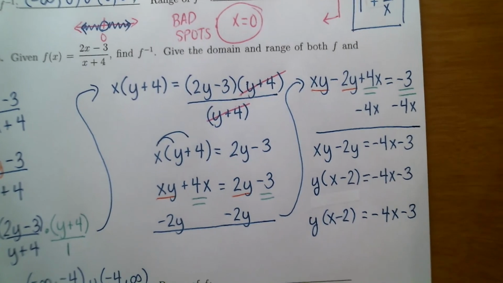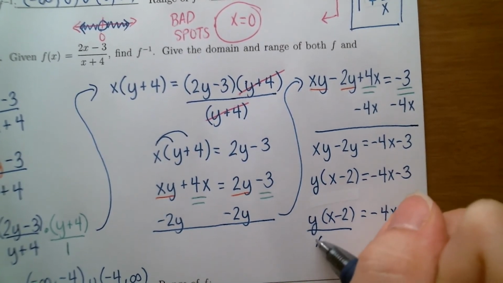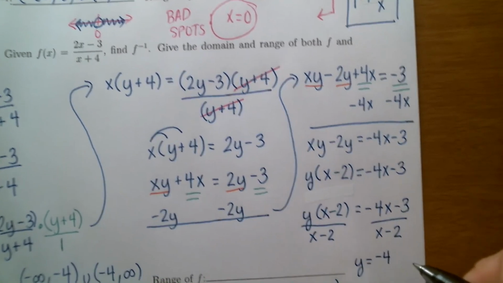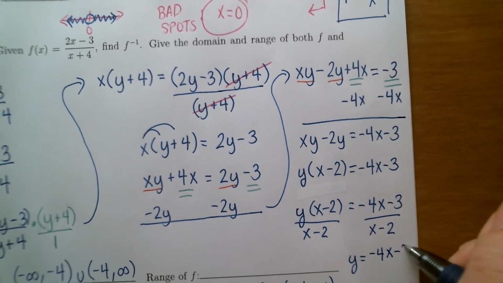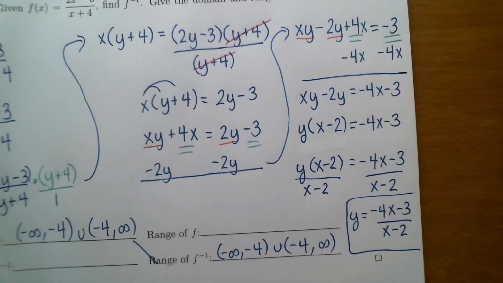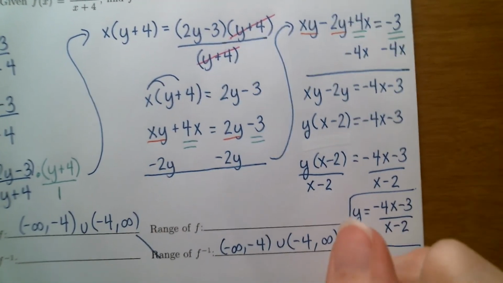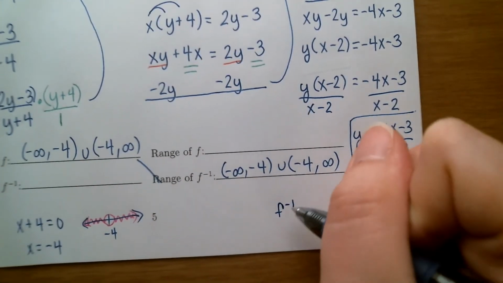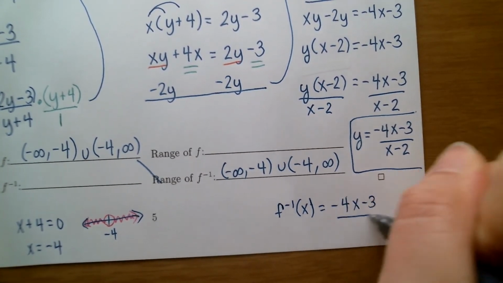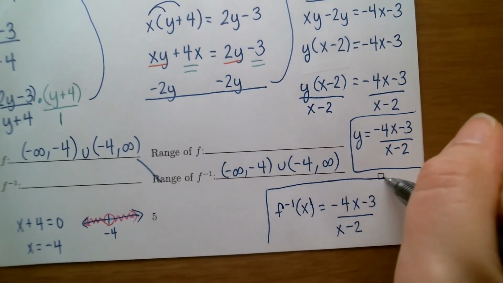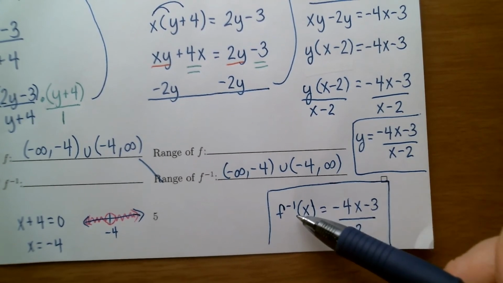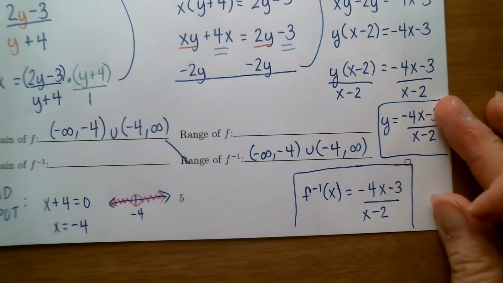To free the y, since it's multiplied by this stuff, we're going to divide by it. So here is the inverse function: negative 4x minus 3 over x minus 2. That is it. That is your inverse function. You could go ahead and write, here, I'll write it down here. F inverse of x is going to be negative 4x minus 3 over x minus 2. So that's your inverse function. All I did to go from here to here was replace y with f inverse. All right, so we got our inverse function.